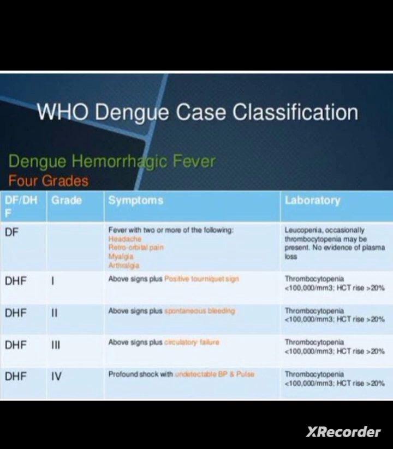So usually dengue fever is common in the rainy season, because breeding is very high in the rainy season, and it is transmitted by Aedes aegypti. I hope you understood something regarding the classification of dengue fever.